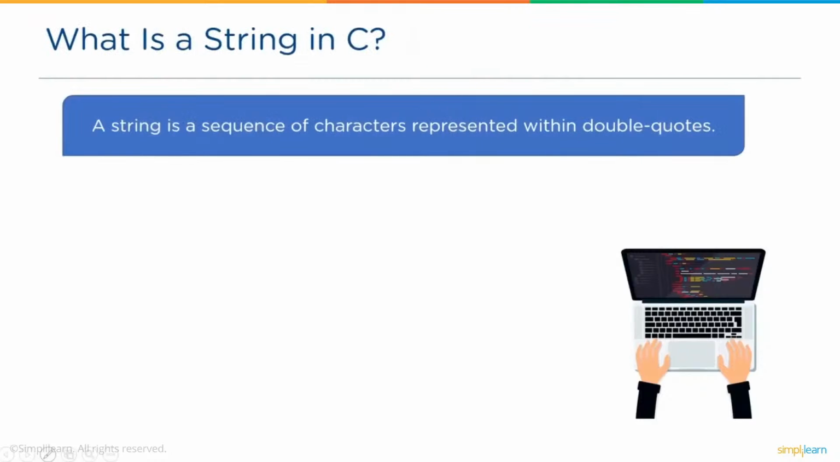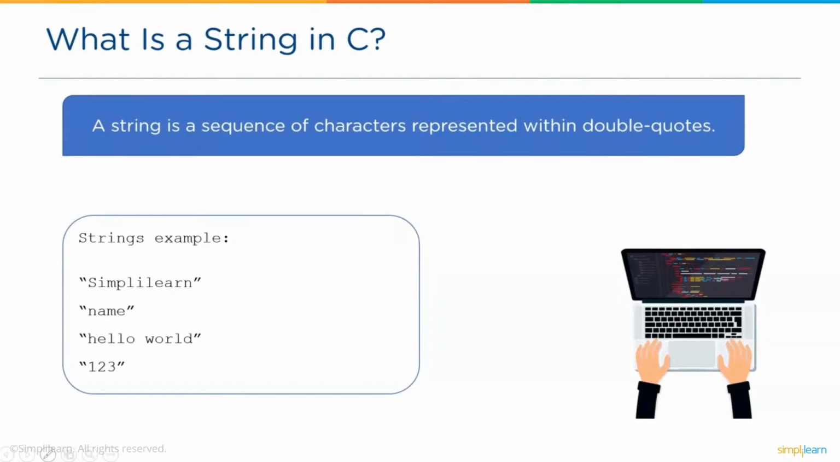A string is a sequence of characters represented within double quotes. String examples are as given below. Every time we initialize a string, it must be within double quotes. So for example, if a string is Simplilearn, then it must be within double quotes. Only then it will be considered a string.